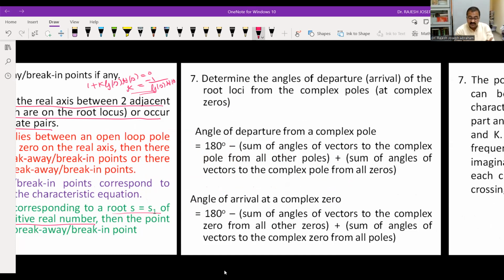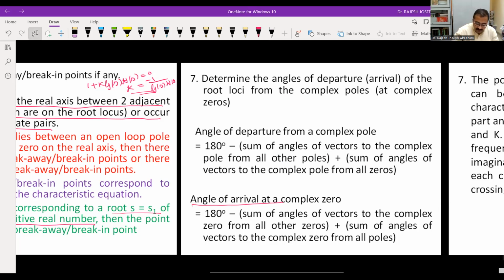If it is an angle of arrival, if you have two adjacent zeros which are on the root locus, then you will find the angle of arrival. How to find that? 180 minus the sum of angles of vectors to the complex zero from all of the zeros, plus the sum of angles of vectors to the complex zero from all other poles.